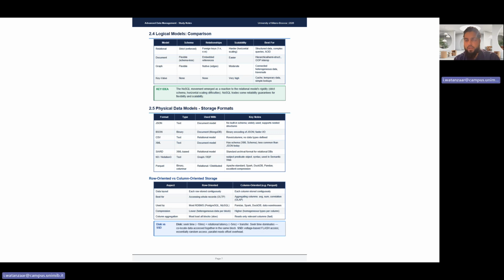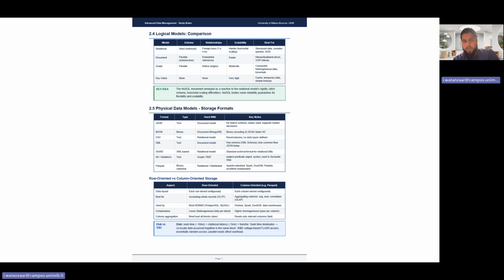It has native edges. I mean, the relationships basically work on edges, whereas both of the above don't have any kind of support for relationship or graph-based queries, not relational, not documents. So it's different from both of them. Scalability is moderate, and it is best for connected heterogeneous data traversal.